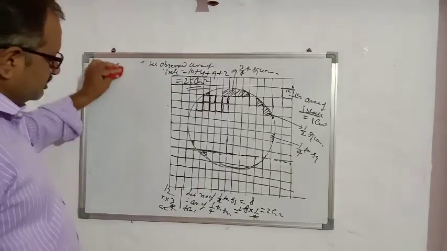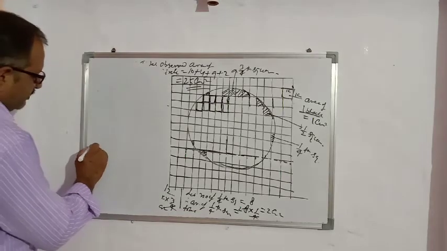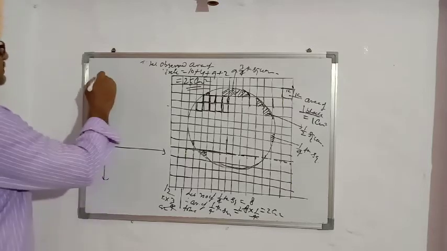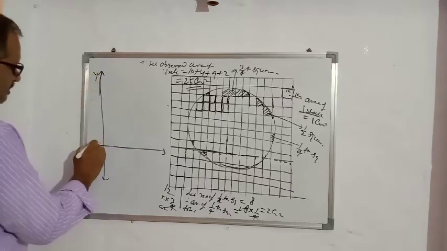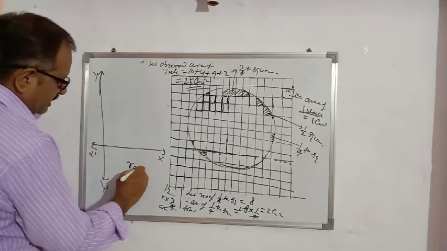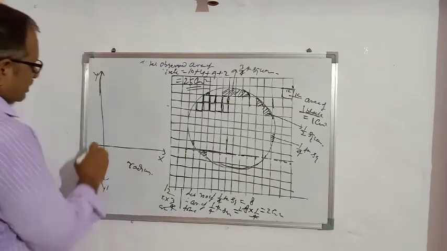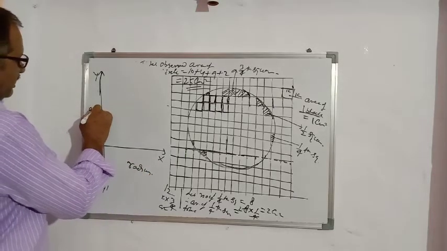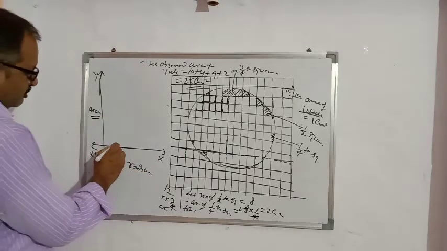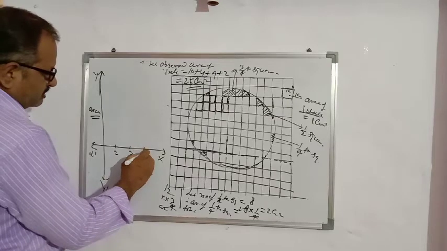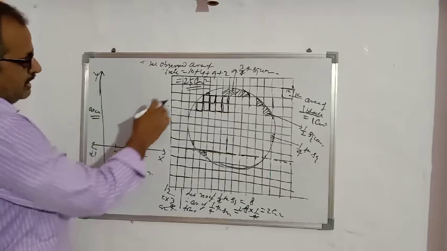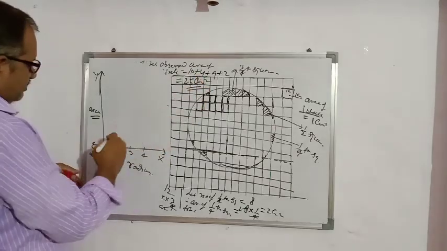So how can we represent it graphically? We will make an x-axis and y-axis line. On the x-axis we have to take radius, and on the y-axis we have to take area. Suppose the radius is 2, 3, 4 centimeters, and on the y-axis we will take the area. Area means both areas, the observed value and the theoretical value.